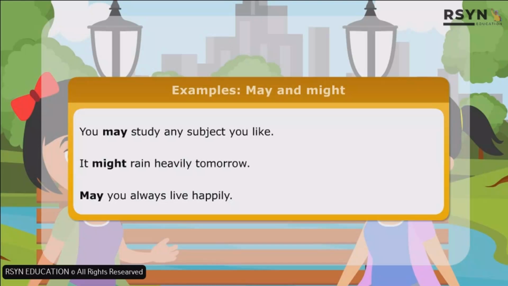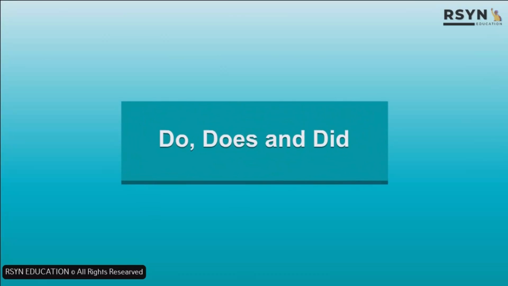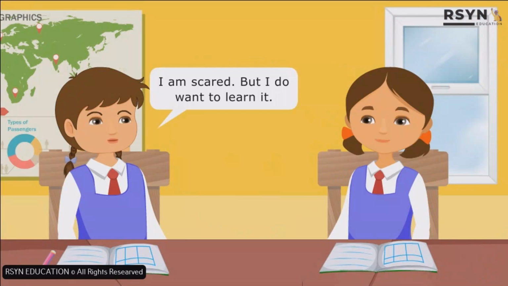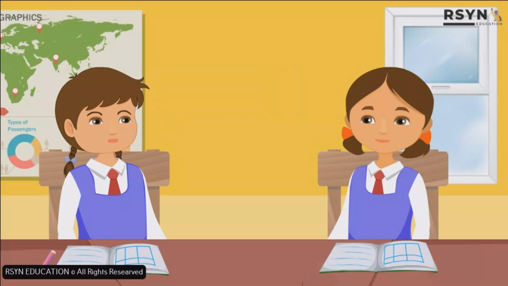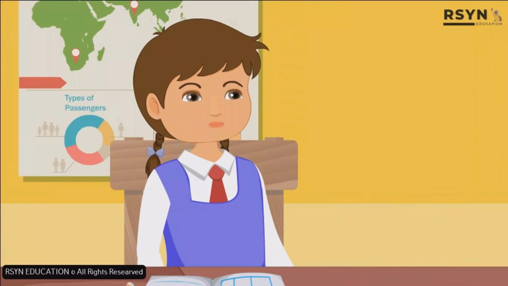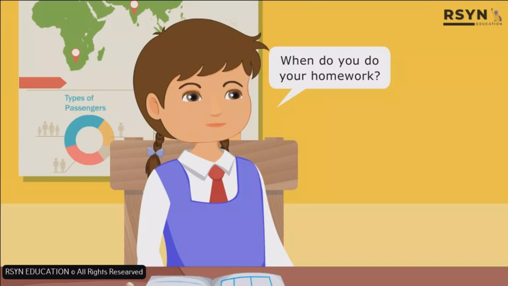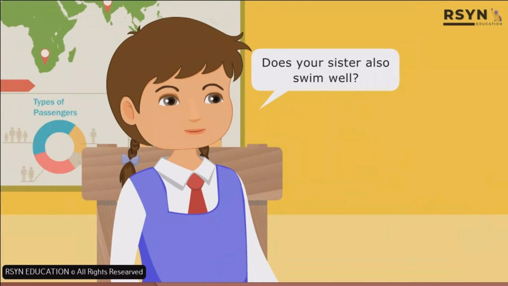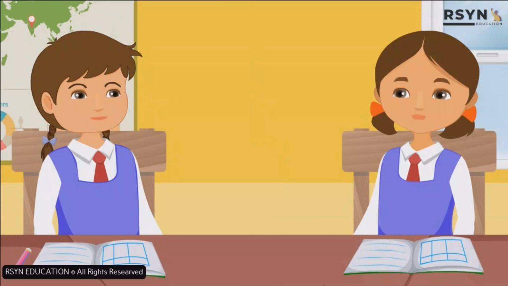Do, does, and did. Do you like to swim? I'm scared, but I do want to learn it. Did you learn to swim yourself? Yes, I did so myself. When do you do your homework? I do my homework as soon as I return from school. Does your sister also swim well? No, my sister does not like swimming.